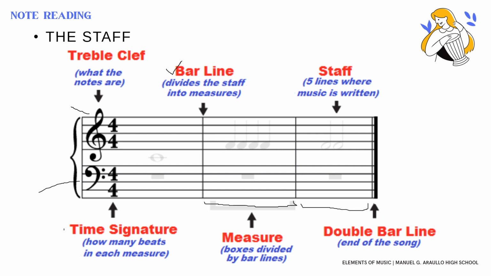Okay? Next, staff. Staff are 5 lines wherein music is written. So, we have 5 lines. 1, 2, 3, 4, 5. And then, of course, 4 spaces. 1, 2, 3, and 4. And the next one would be the bar lines, ay double bar line, meaning end of the song. So usually sa lahat ng mga musical piece, makakita kayo ng double bar line, meaning katapusan na ng music.